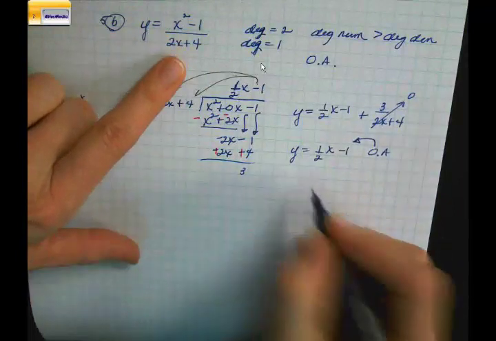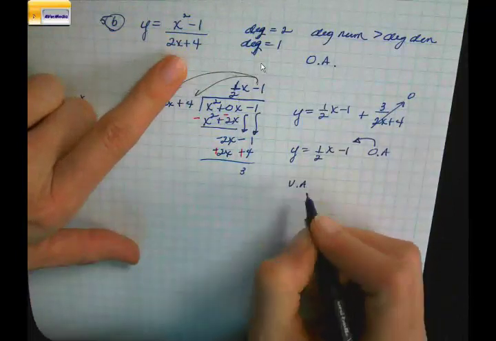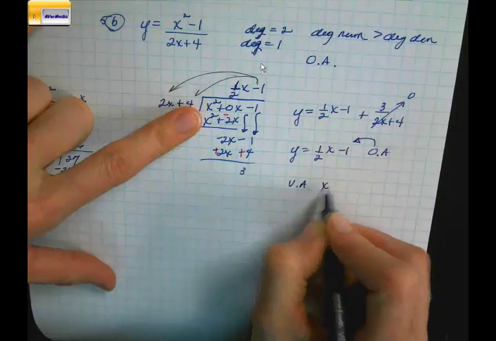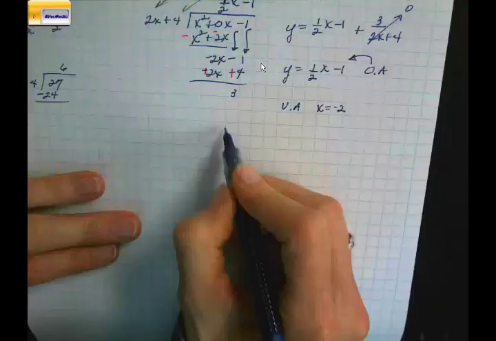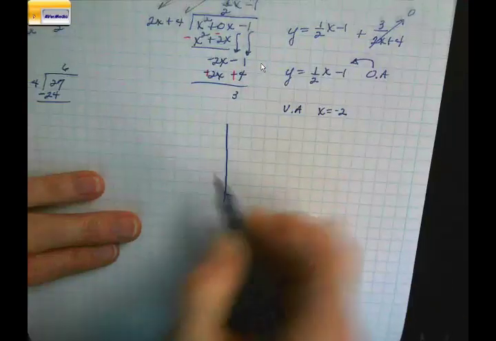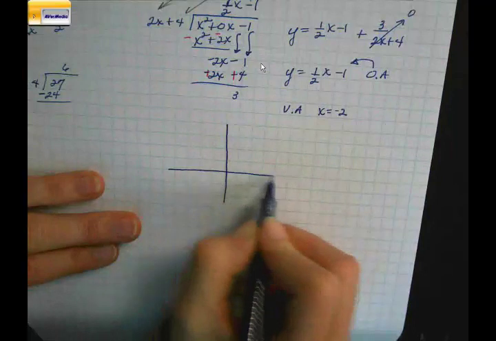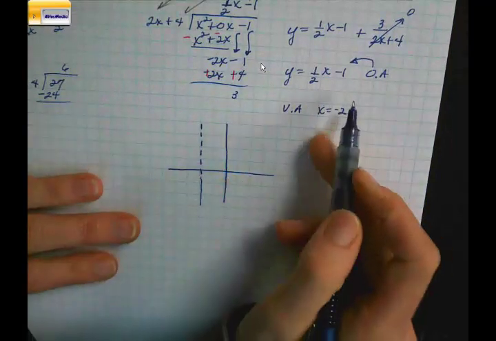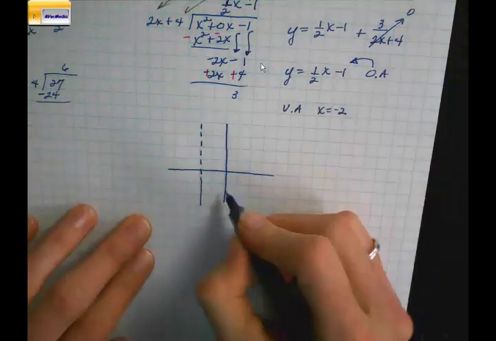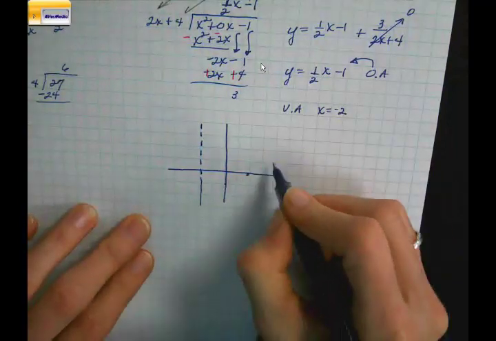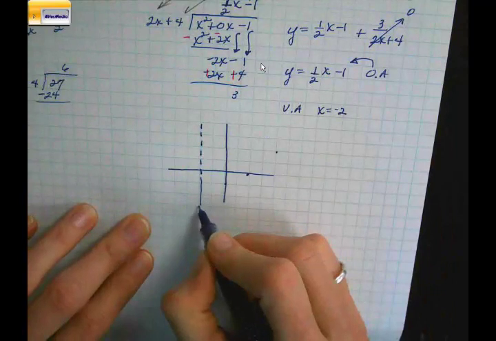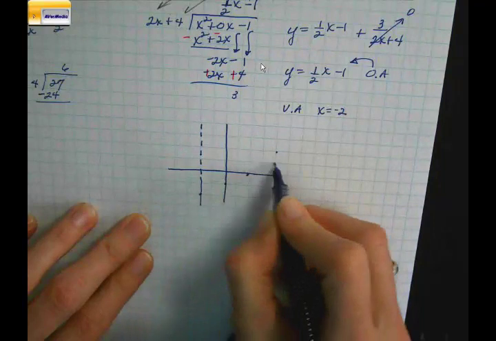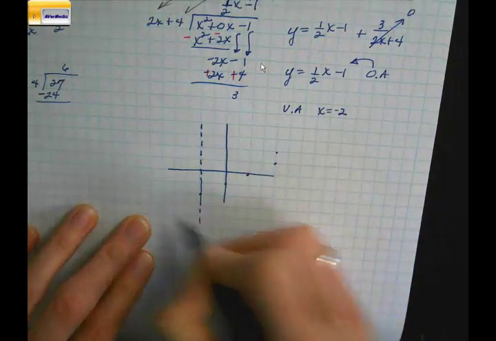And when you also look at this, you have a vertical asymptote also, right? What's your vertical asymptote of this rational up here? X equaling -2. Okay, so if we really want to graph this, we have x equaling -2 as a vertical asymptote over here. And we have this oblique asymptote of 1/2 x minus 1. Something like this.